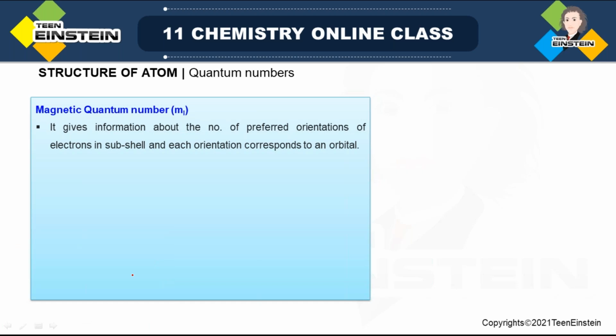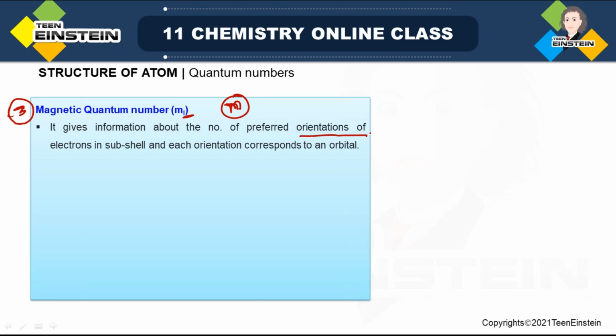These 2 quantum numbers we have already seen. This is number 3, that is magnetic quantum number, which is denoted by m subscript l. Sometimes it is simply expressed as only m, ml or m. So what is the significance of this number? It gives information about the number of preferred orientations of the electrons in a subshell, and based on each of these orientations, there will be a different orbital.